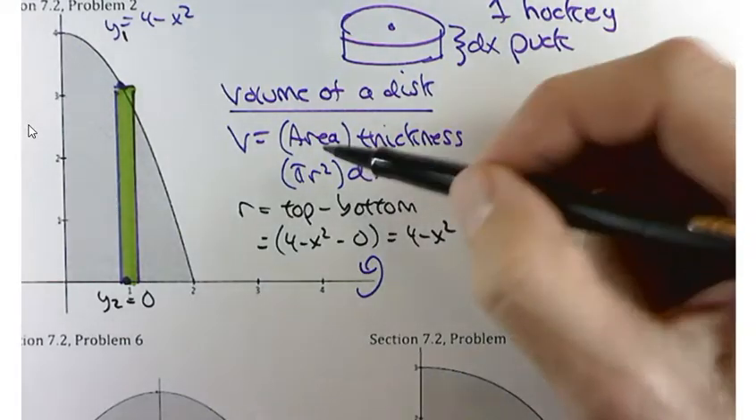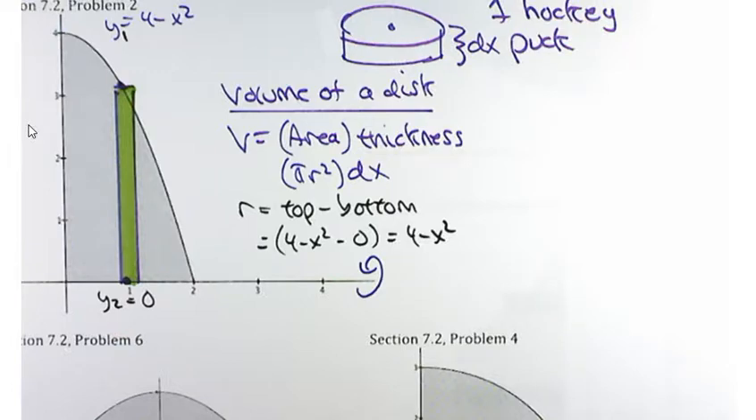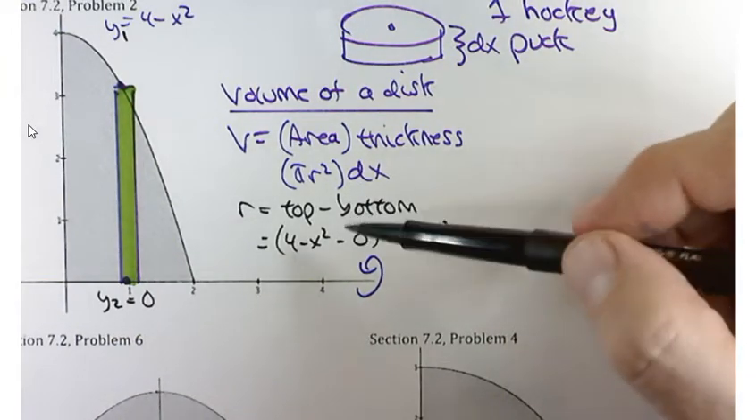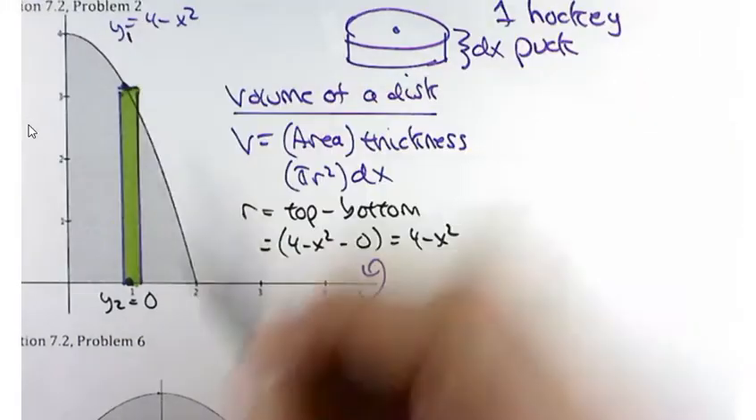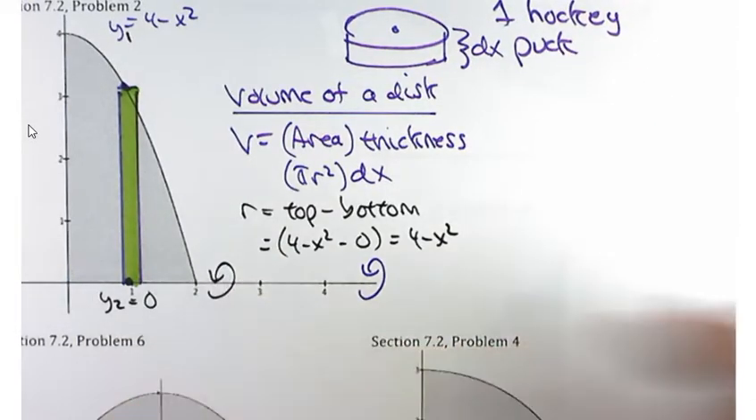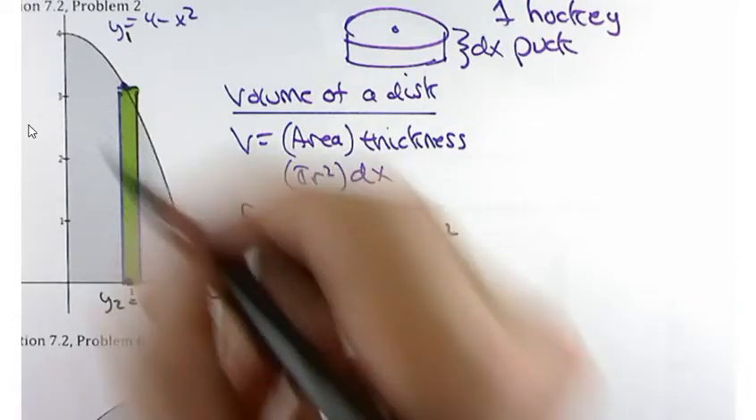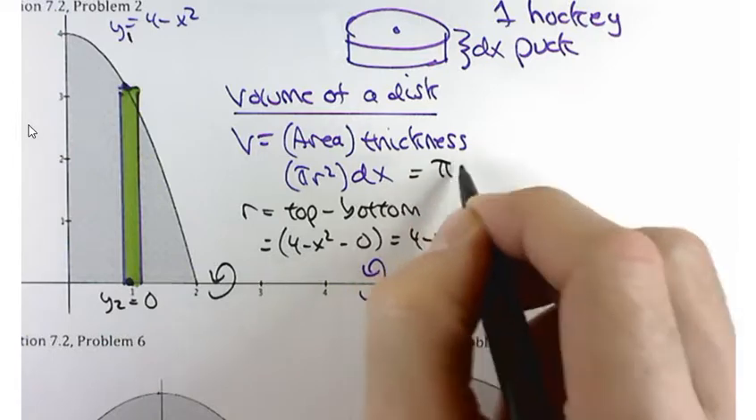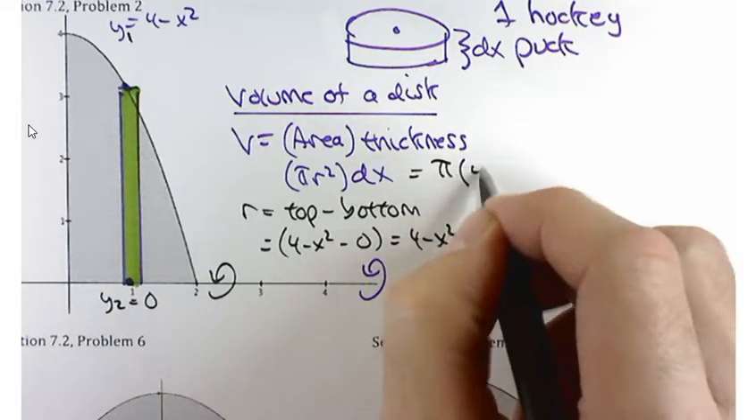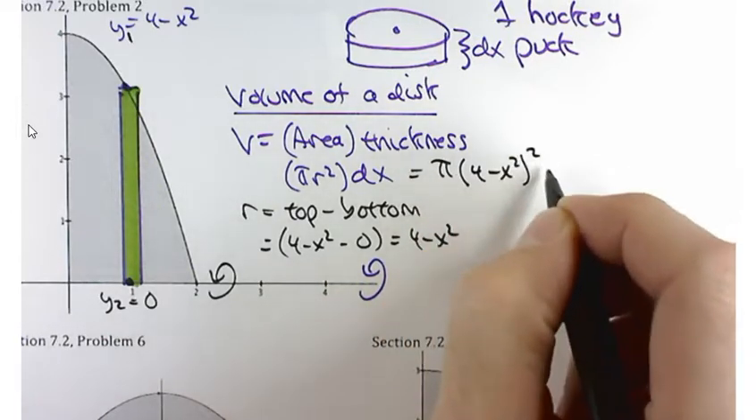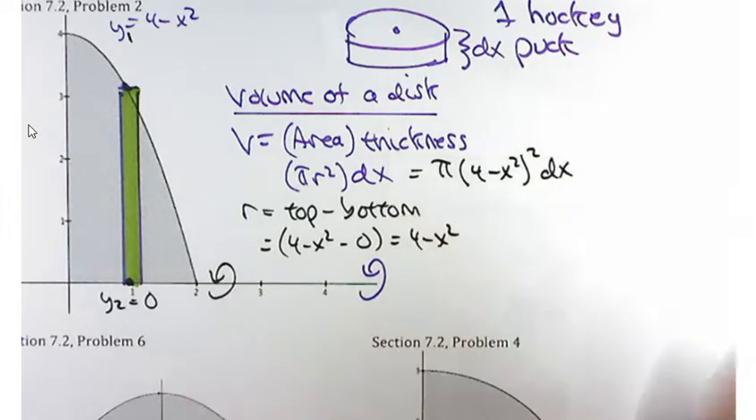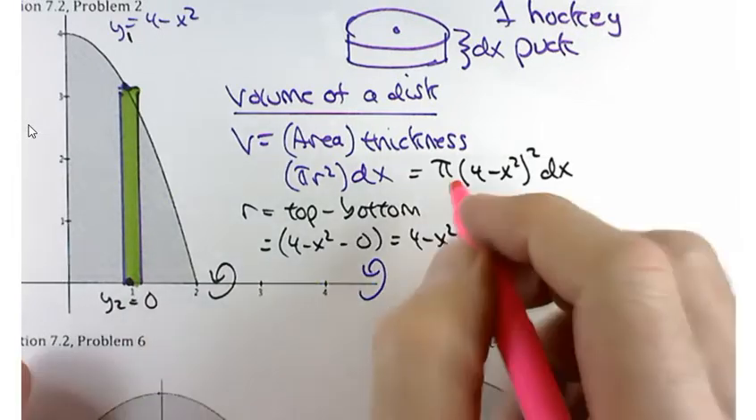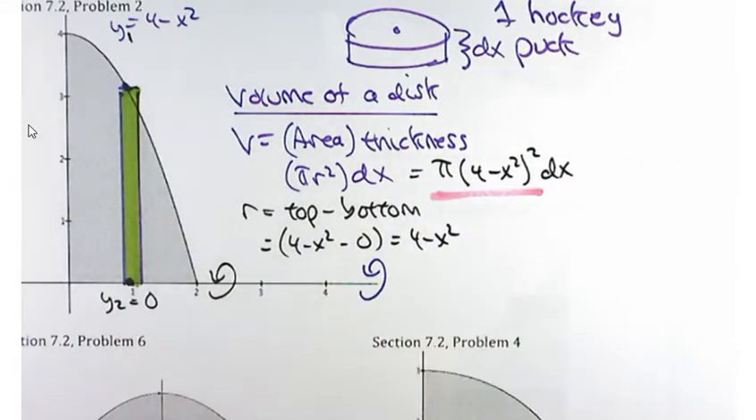Let's put that in here to complete our expression. Are you okay with the radius here? So we're rotating around the x-axis. So this distance is going to be your radius. Pi times (4 minus x squared) squared dx. That's the volume of one of our pucks, of one disc.